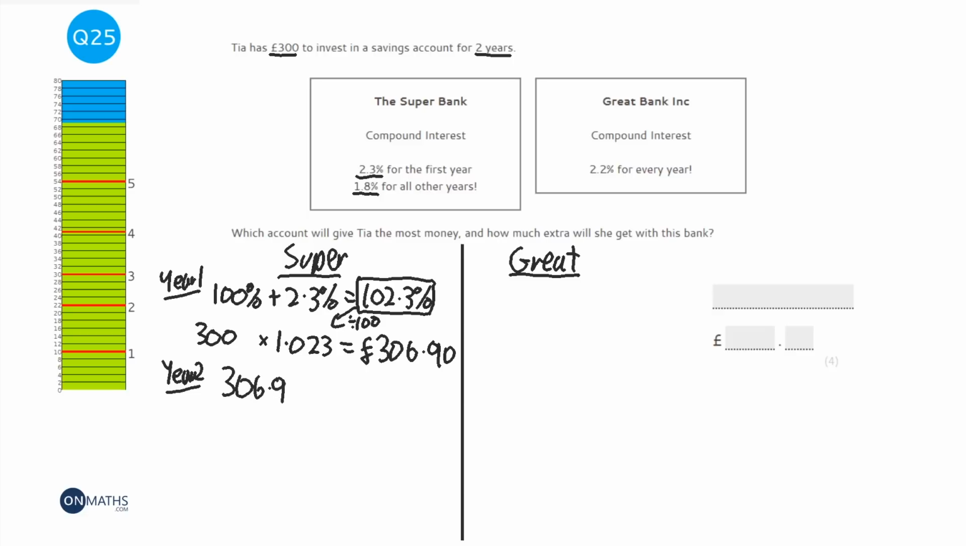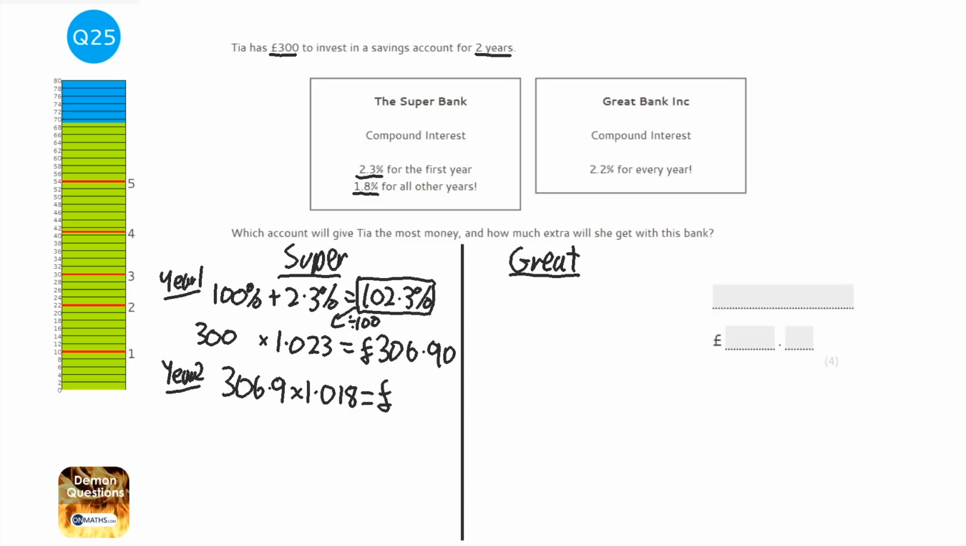need to work out the multiplier for 1.8. So I could go through the same method as before, but actually when you start using multipliers, you realise how to just go straight there. So it's going to be 1.018. But you could do 100 plus 1.8 is 101.8 and then divide that by 100. And what's that going to be? So that equals, came out a bit wrong. So what's that going to be? So 306.90 times 1.018.